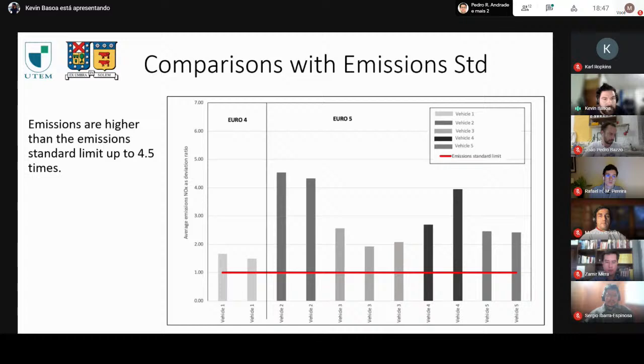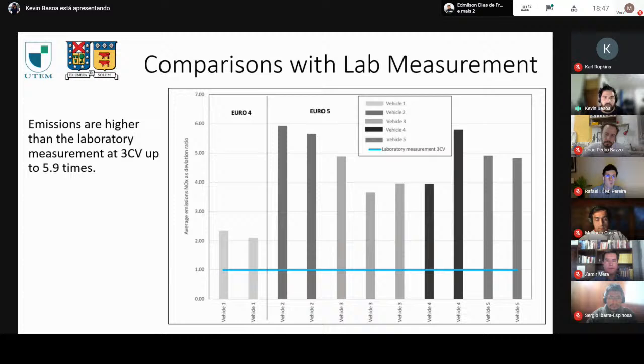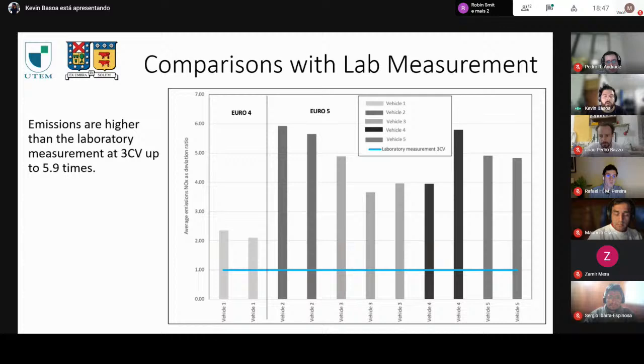It was what we would also expect with the real driving emissions. In this case, they go up to 4.5 times higher. But if we compare with the laboratory measurements, one of the things that we wanted to prove is that the measurements in the laboratory are much lower than the real driving emissions. So in this case, the emissions go up to almost six times bigger. So this is what we obtain from this test.